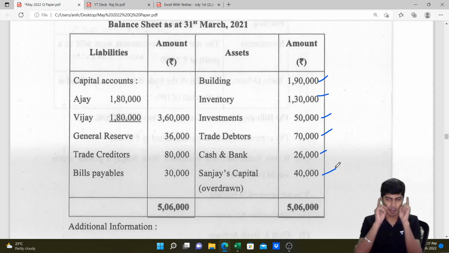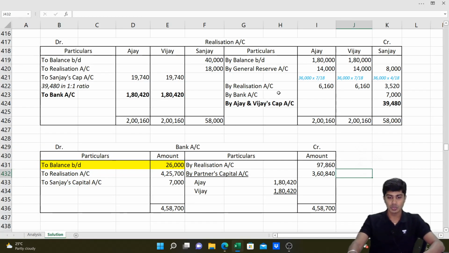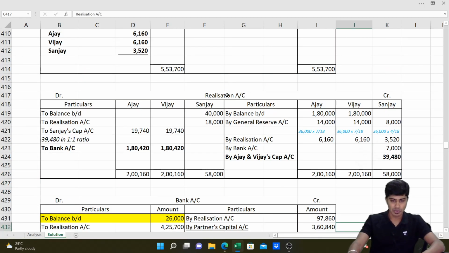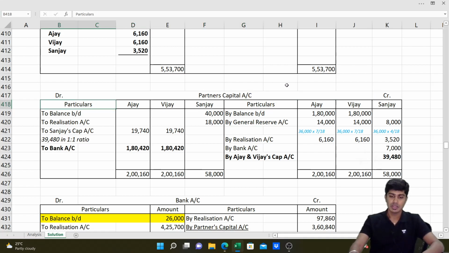Then we'll go to Sanjay's capital overdrawn 40,000. This will appear in the capital account, but on the debit side as opening balance. This is like a current account balance. So this is my partner's capital account, not realization. In this, if you observe, on the debit side, I've written balance brought down 40,000.